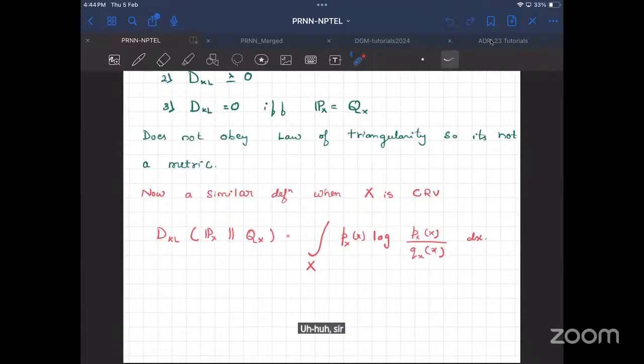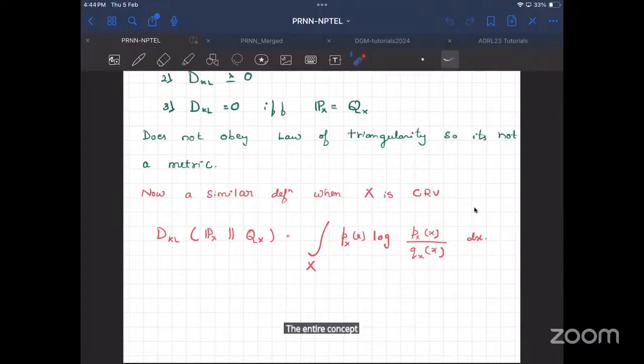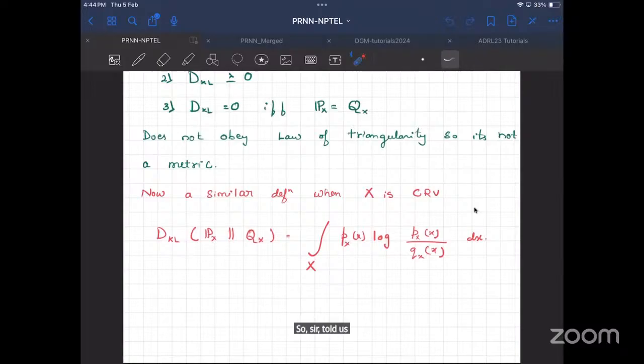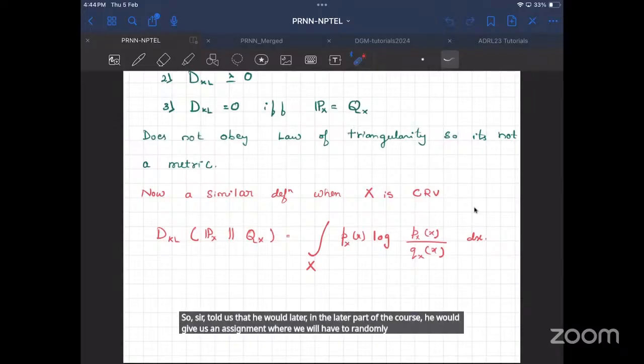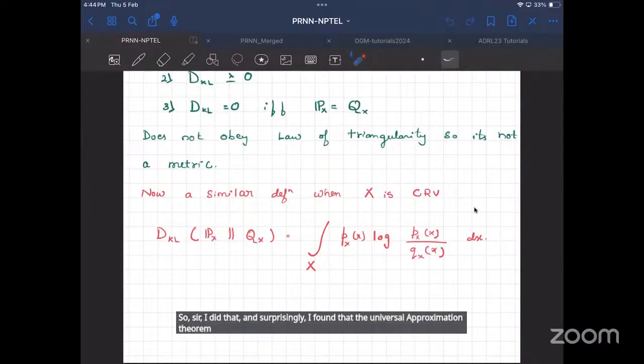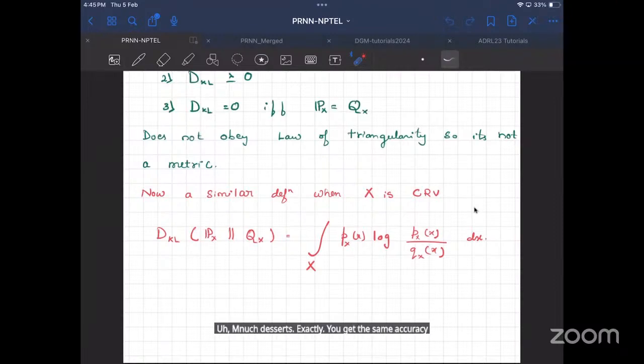Sir, in the first week, Prathosh sir actually told us while discussing the concept of a label that the entire concept of a label is a human-made construct. Correct. He said that in the later part of the course he would give us an assignment where we have to randomly label images. So sir, I did that, and surprisingly, I found that the universal approximation theorem holds even if you randomly map MNIST digits. Correct. That was the overall idea, right? Exactly. You get the same accuracy, like 98%.